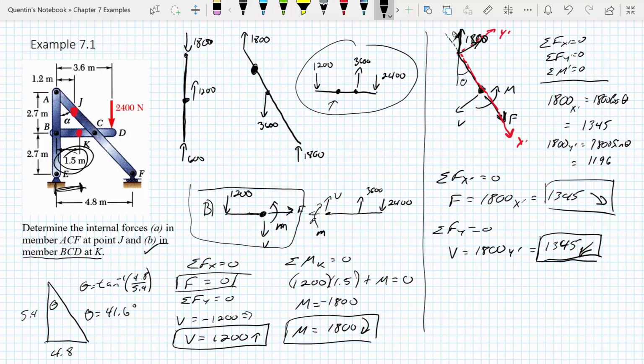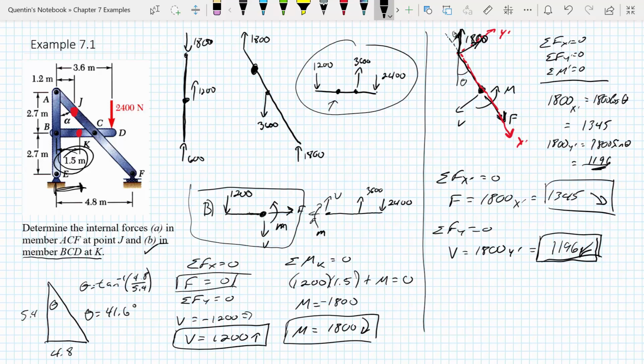Whoa, I just wrote the same number. Sorry about that. This is 1196 in that direction. This is the one we just figured out right there. So there are my F and my V. We figured out those. That's not too bad.